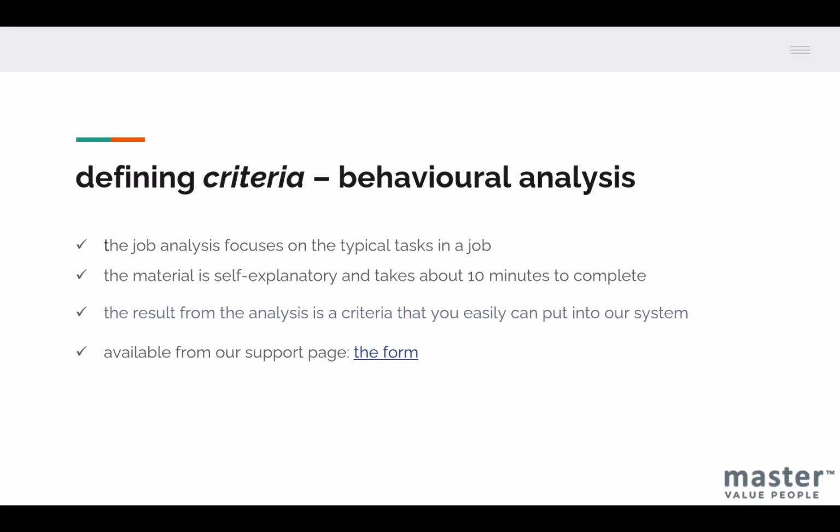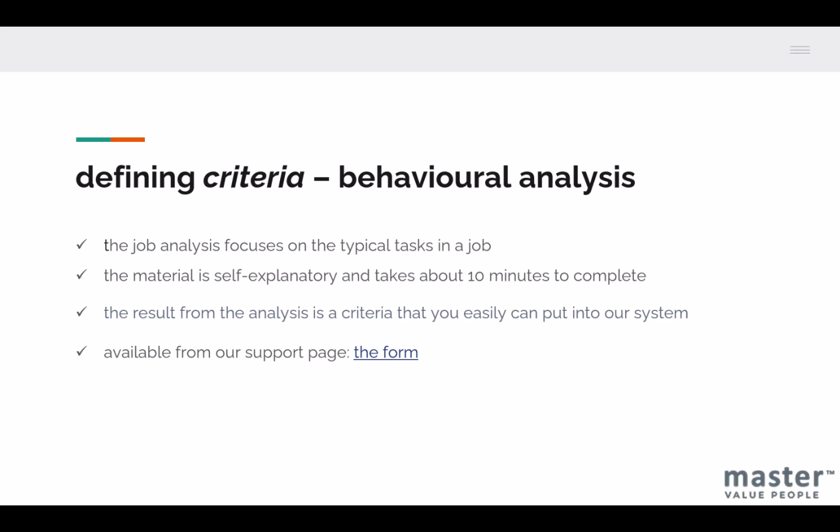Criteria setting can feel tricky. How do you ensure accuracy? To address this, we've developed a tool called the OPTO Behavioral Analysis, which focuses on the actual tasks of the role. You'll receive 1 question per aspect, with 4 response options for each. Once completed, you'll have generated criteria for all 8 dimensions, which can easily be entered into our system.